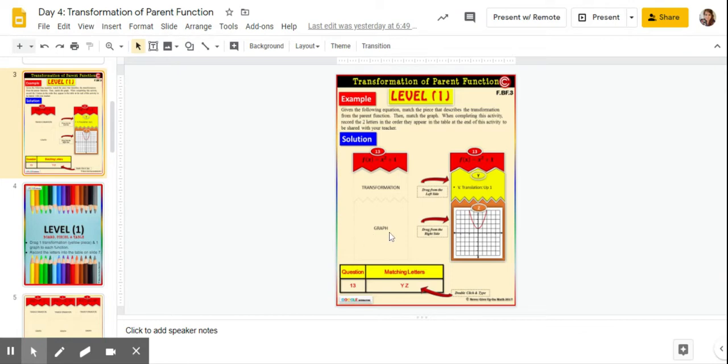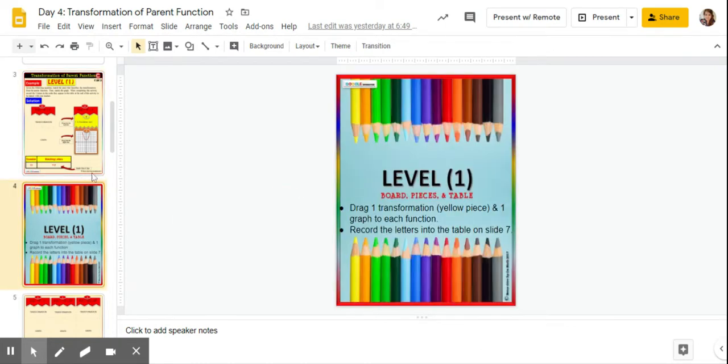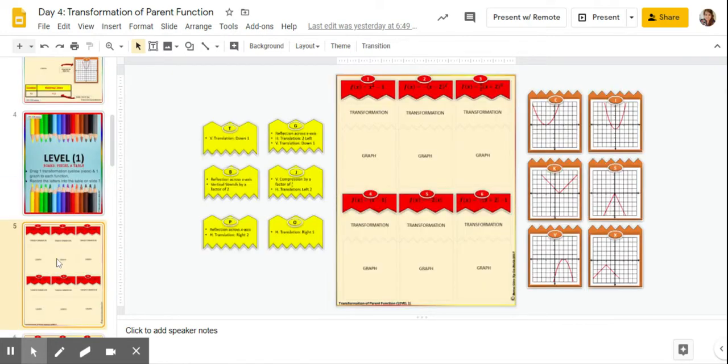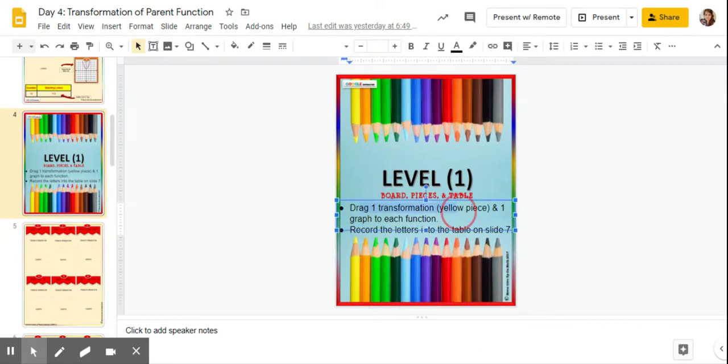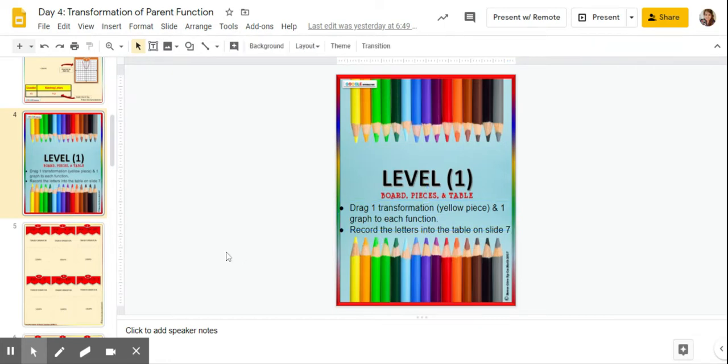Then we're going to figure out which graph it is. I know that it's a quadratic. It has an x squared, so it has to be a U shape. And it's positive, so I know it's going up, and that k is positive 1. So I look at this graph Z, and that's the graph that matches. You guys need to drag each of these. So we're going to look at level 1 first. Remember, we're going to drag the transformation for the yellow piece and the graph for each function.